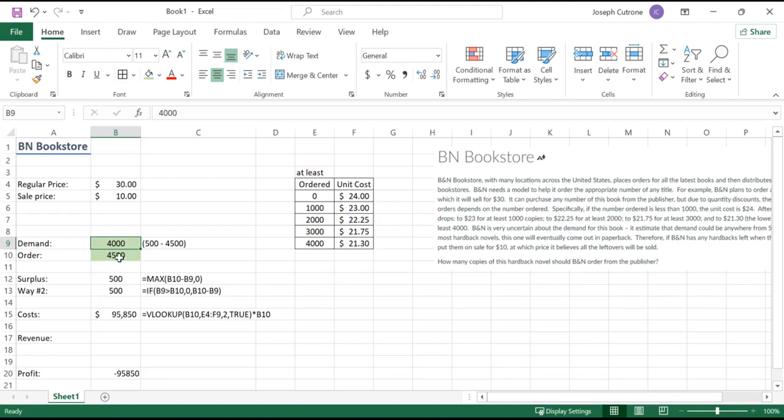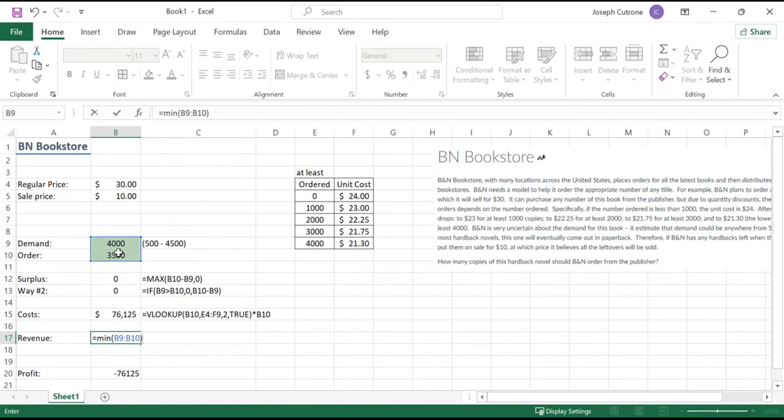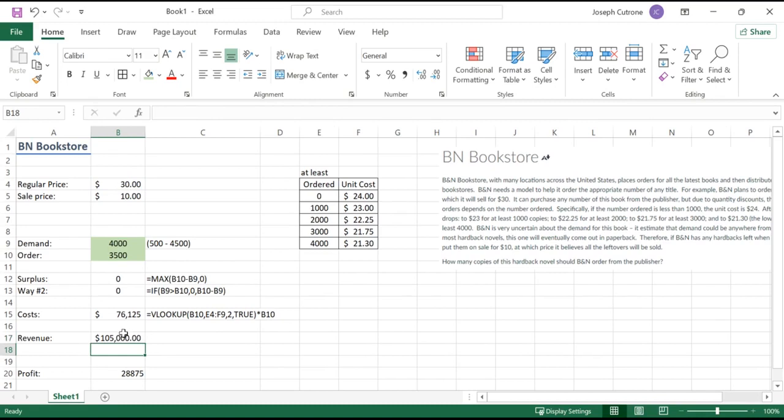On the other side, if I were to switch these numbers and play around with this, again, we saw this in another video, but you have to think about this for a little bit. If I order 3,500 and the demand is 4,000, I'm only going to be able to sell what I have in stock. I can't sell these missing 500 books. I have no surplus here. So the revenue is going to come from, remember this, the min of the demand and the order. That's going to be what I am able to sell, the smaller of the two. And then what am I selling those for? That's the regular price. This is my fix. And you may want to play around with this before you do anything else and just make sure it's working in all scenarios.